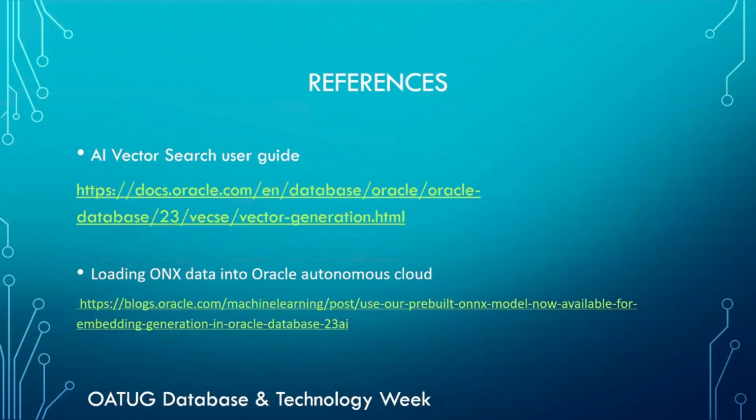I just listed some references. I know this PowerPoint presentation is going to be available for you. So if you want to do more study on vector search, you can use the Oracle documentation. And I also listed the blog that I used to generate this vector embedding. They show some examples of how to load the data into the Oracle 23ai database, autonomous database. So you can follow the examples and test yourself to get the results.